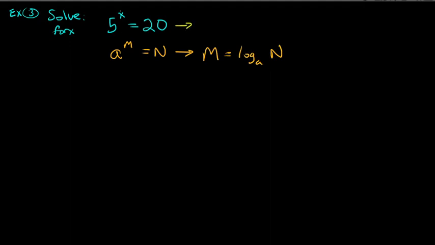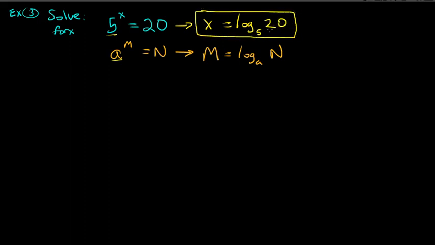So here my m is x. My a, my base, is the number 5. So this will be a little 5 right there. And then my n is the number 20. It's on the other side. So there's our answer. x is just log base 5 of 20.